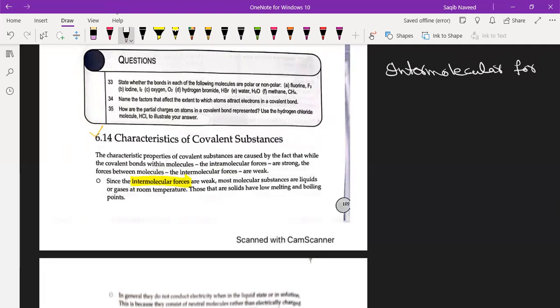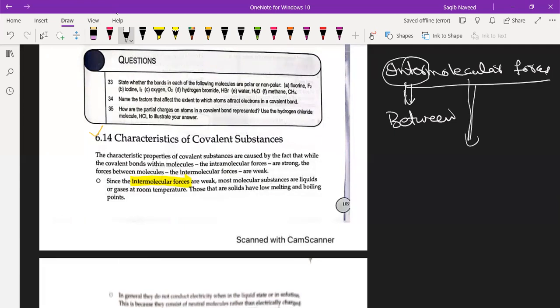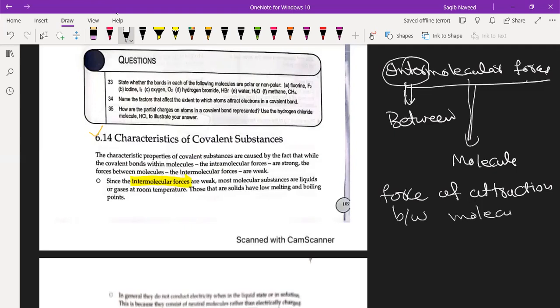Okay, let's break this word into pieces. The word inter means between. Wherever the word inter, I-N-T-E-R, is used, it means between. Molecular means it is linked to molecule. Force means force of attraction or repulsion. So the force of attraction between molecules is called intermolecular force.